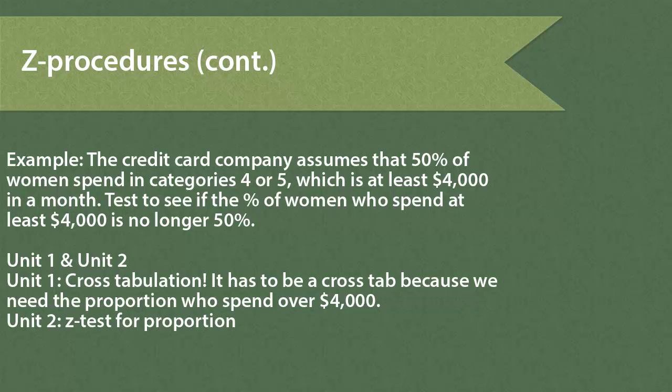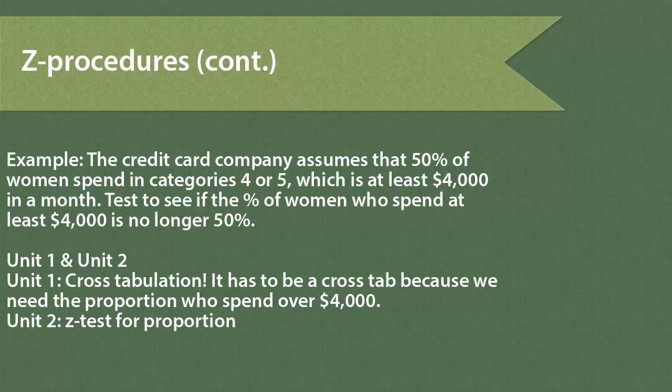This is going to require that we use both Unit 1 and Unit 2. Specifically, we're relating gender and spending. The best way to work this problem would be to use cross-tabulation to obtain the percentage or p-hat value of women who spend in either Category 4 or Category 5. Spending in Category 4 is between $4,000 and $5,000. Category 5 is over 5,000.